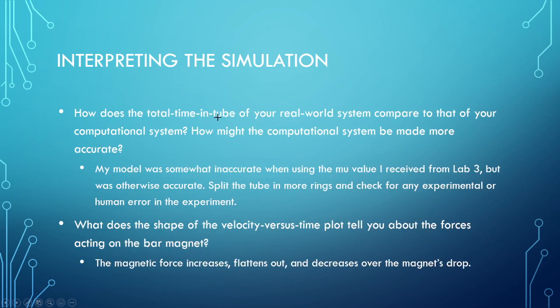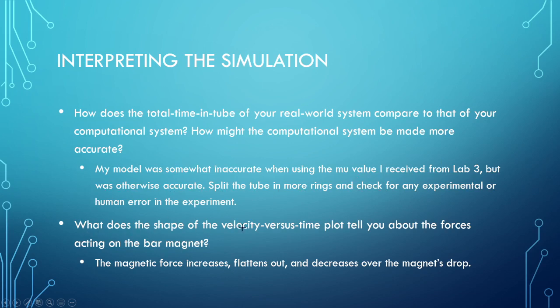How does the total time in tube of your real-world system compare to that of your computational system? How might the computational system be made more accurate? My model was somewhat inaccurate when using the mu value I received from lab 3, but was otherwise accurate. Split the tube into more rings, and check for any experimental or human error in the experiment.